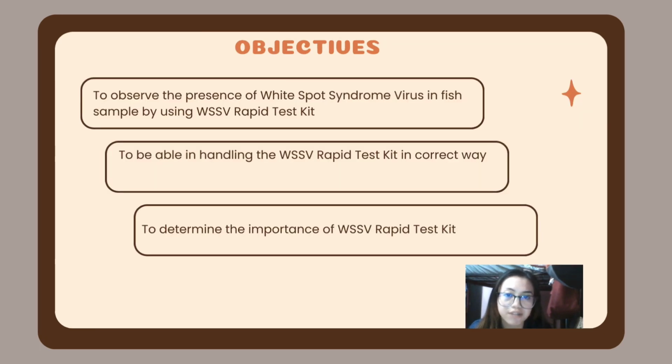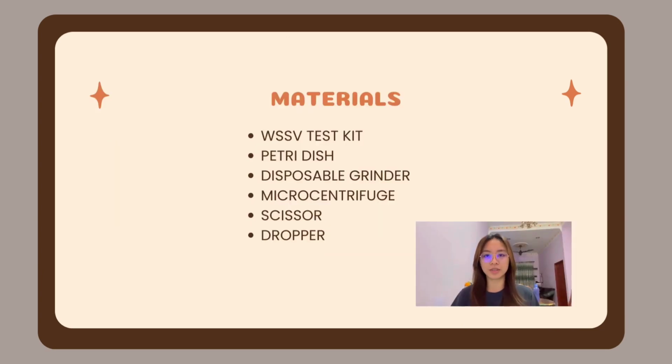These are the objectives, where the first is to observe the presence of white spot syndrome virus in the sample by using the WSSV rapid test kit. Next is to be able to handle the test kit in the correct way by following the given procedures. The last objective is to determine the importance of the WSSV kit in monitoring the health status of shrimp populations. Materials that we use for this experiment are WSSV test kit, petri dish, disposable grinder, microcentrifuge, scissor, and dropper.